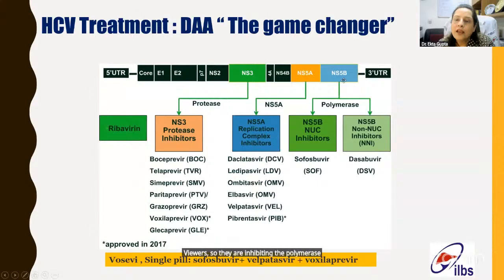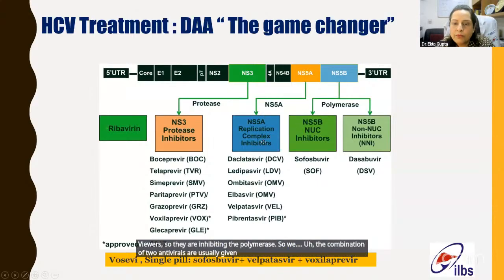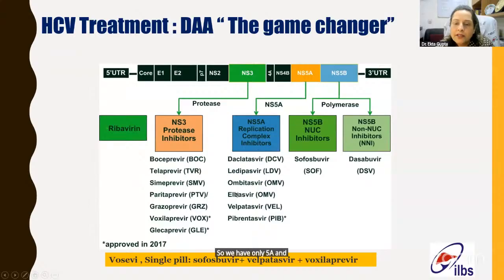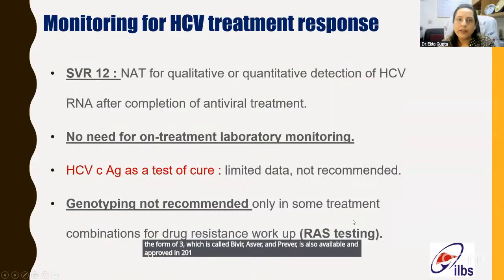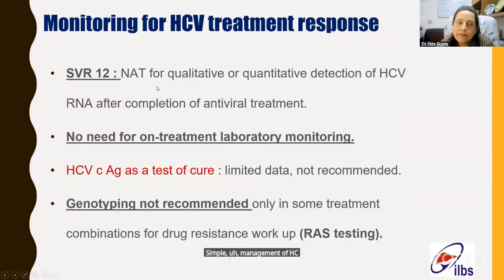So a combination of two antivirals is usually given. The most important combination is 5A with 5B, or protease inhibitor with 5A. So we have 5A and 5B inhibitors, that is the Velpatasvir, Sofosbuvir combination, which is usually given in the program in India. However, a single pill in the form of three drugs, which has got Buvir, Asvir, and Previr, is also available, approved in 2017, and now available in India. Management of HCV is very, very simple.